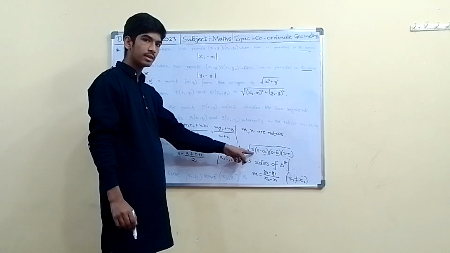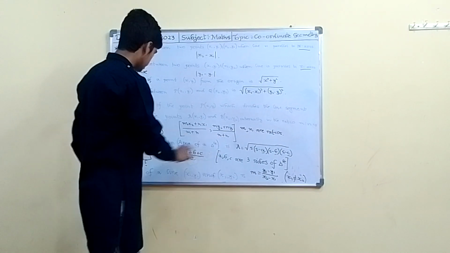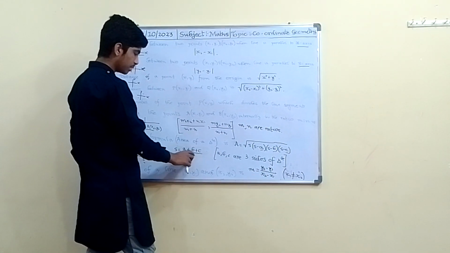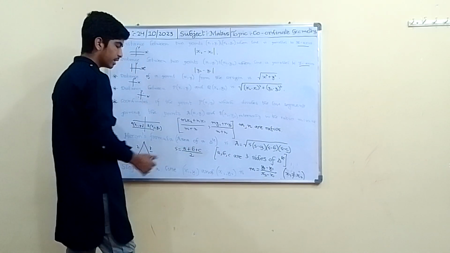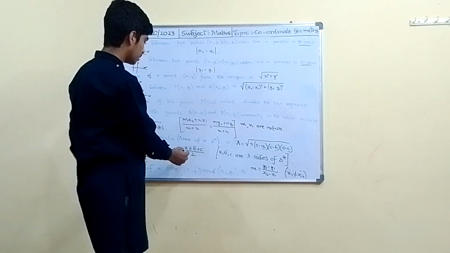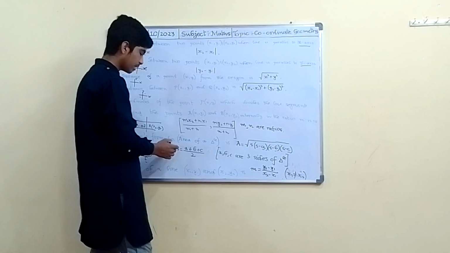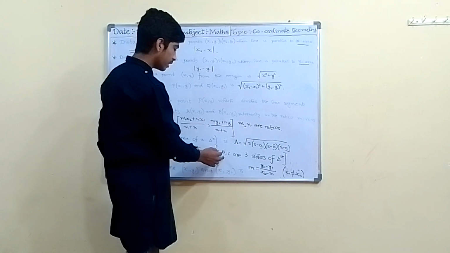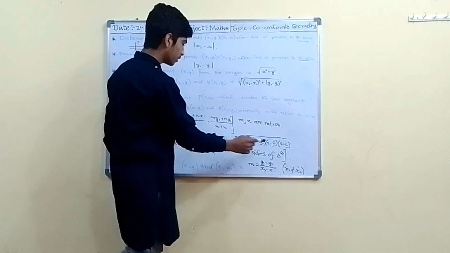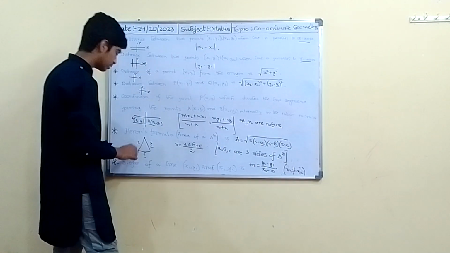And if we have to find the value of s, we have to add all the sides of the triangle, a plus b plus c, and divide it by 2. S is equal to a plus b plus c by 2. So we will find the value of s, where a, b, c are the 3 sides of the triangle.